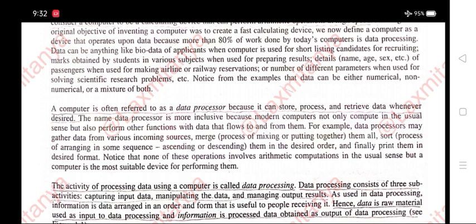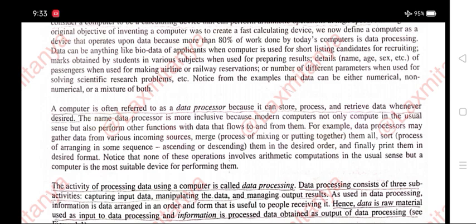For example, a data processor may gather data from various incoming sources, merge them, the process of mixing or putting them all together, sort them, the process of arranging in some sequence, ascending or descending, in the desired order, and finally print them in desired format. Notice that none of these operations involves arithmetic computation in the usual sense, but a computer is the most suitable device for performing them.